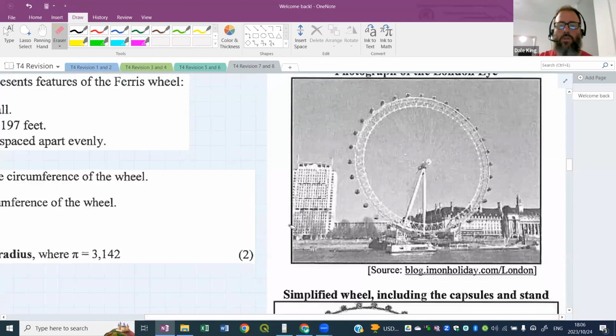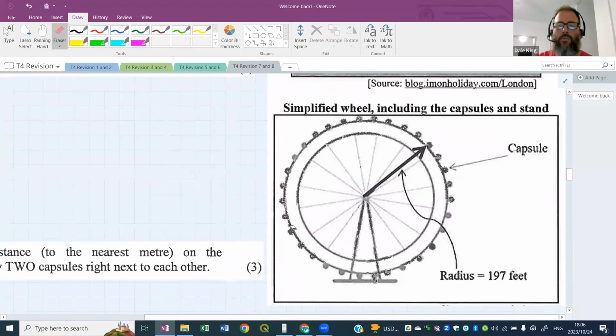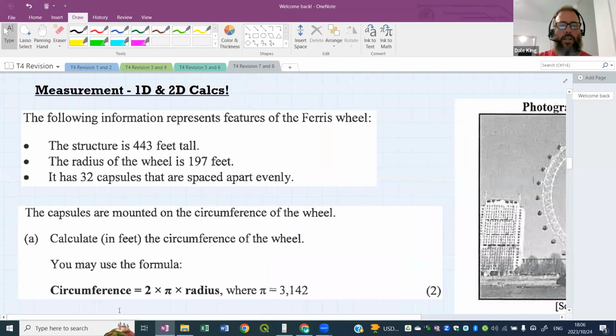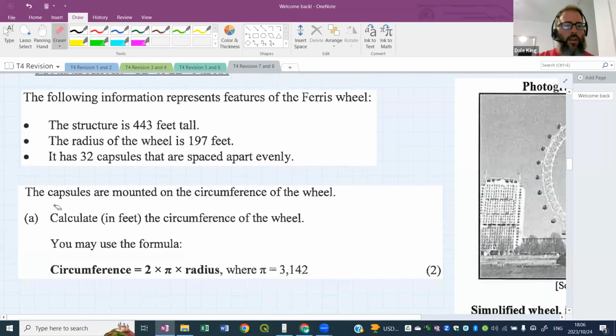Okay, if I scroll down a little bit, there is a diagram with information on it. So it's a wheel with capsules on it and a radius of 197 feet. Okay, so that's the scenario. Let's see what questions they have for us. So it says here, the capsules are mounted on the circumference of the wheel. Now, we all know what the circumference is of a circle. It's the outline of a circle. And question A says, calculate in feet the circumference of the wheel.